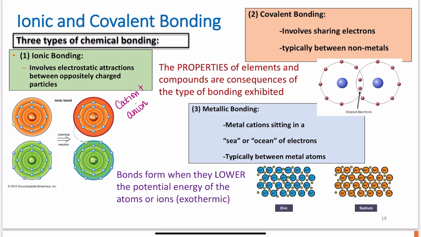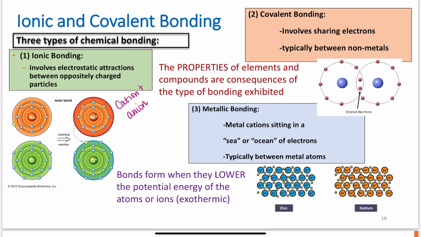Covalent bonding involves the sharing of electrons, and this is typically observed between nonmetals. We say typically because bonding is really a spectrum. It's not really a black or white answer here. But again, covalent bonding is typically seen among those nonmetal species.